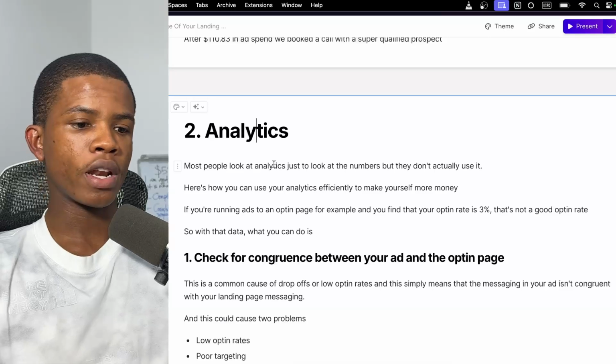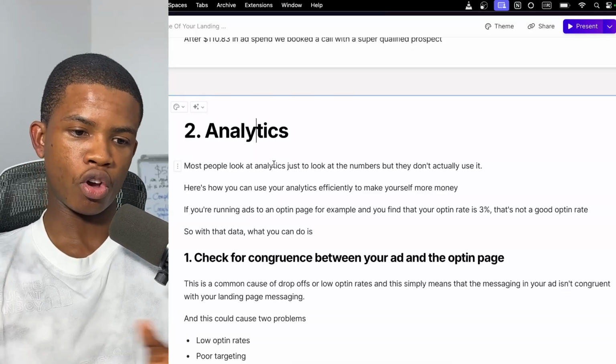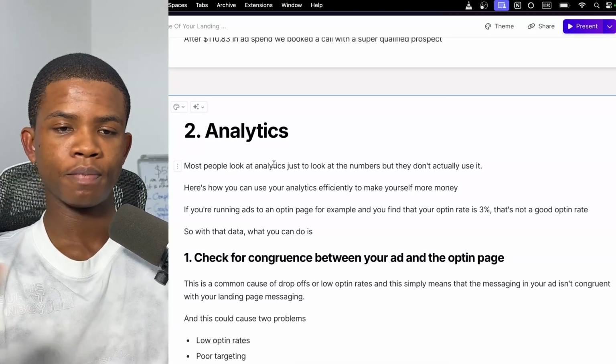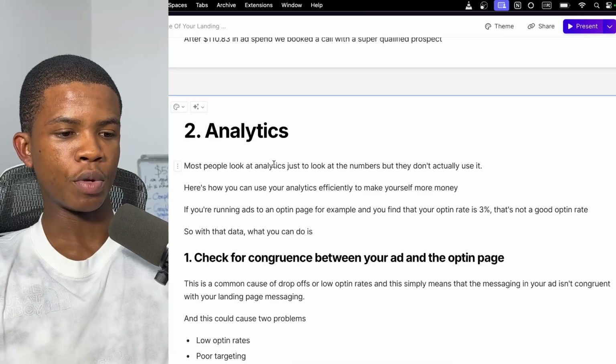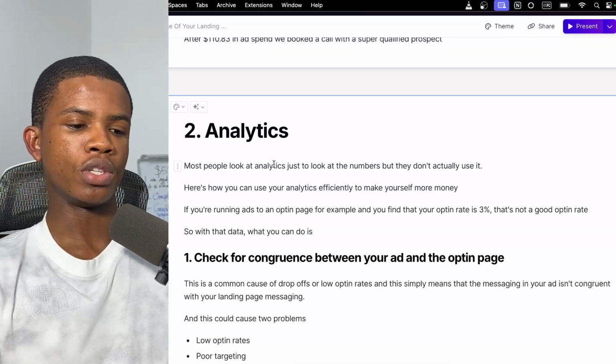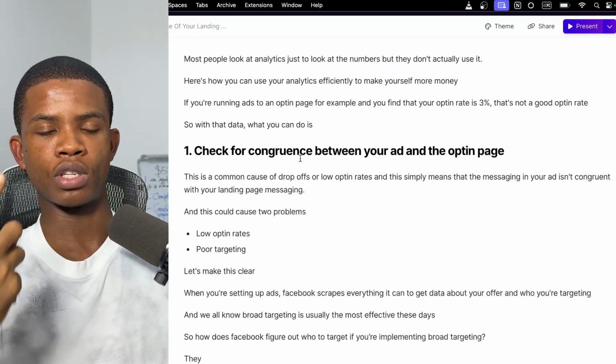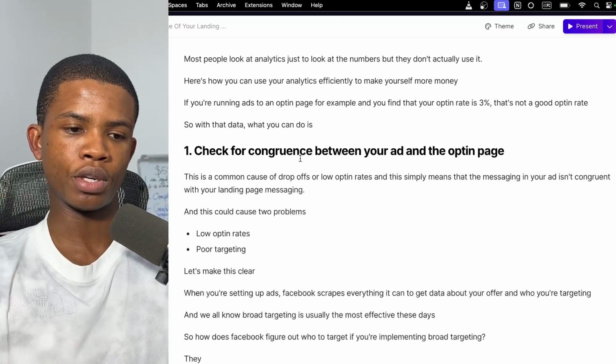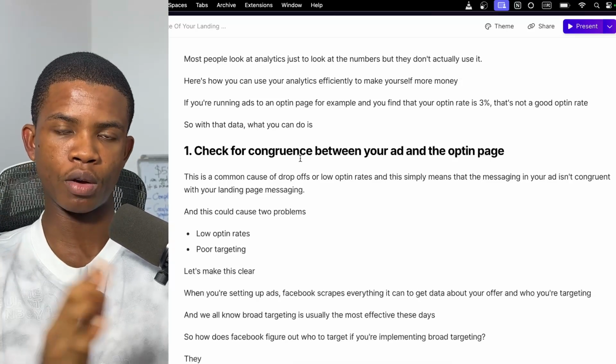So if you're running ads to an opt-in page, for example, and you find that your opt-in rate is 3%, which is bad, right? Generally speaking, with that data, what you can do is check for number 1. What you should start with is checking for congruence between the ad and your landing page, right? We're talking specifically about paid acquisition right here.